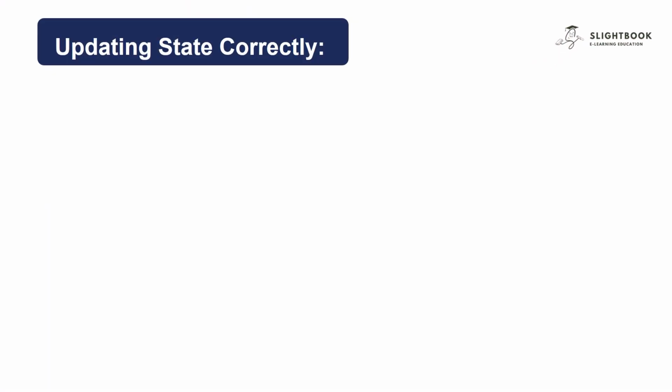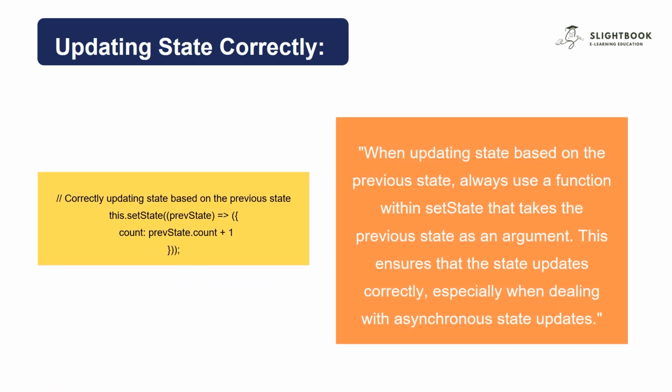Updating state correctly. When updating state based on the previous state, always use a function within setState that takes the previous state as an argument. This ensures that the state updates correctly, especially when dealing with asynchronous state updates.